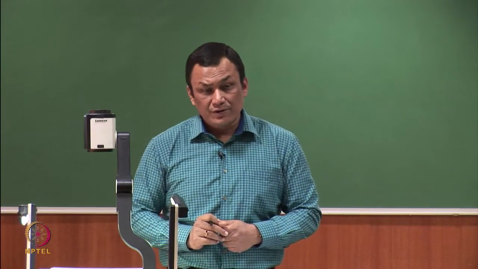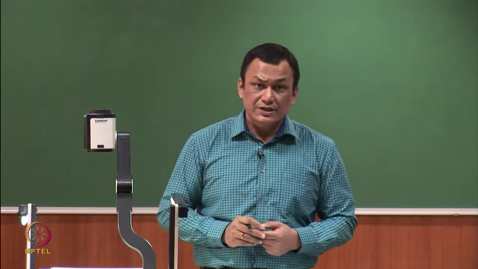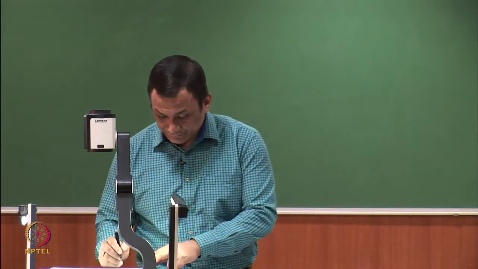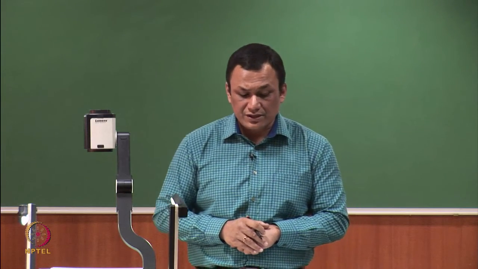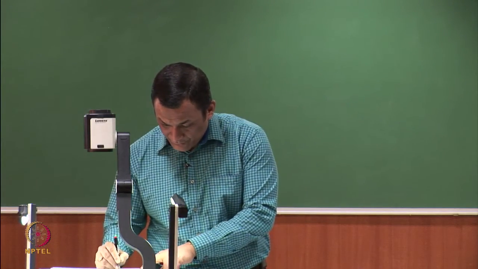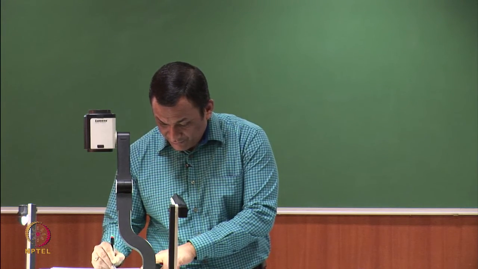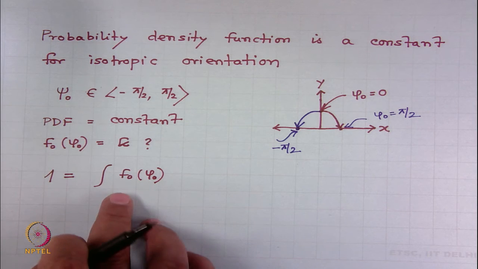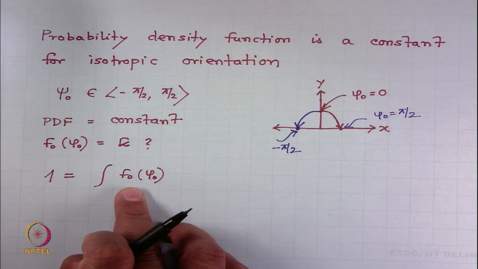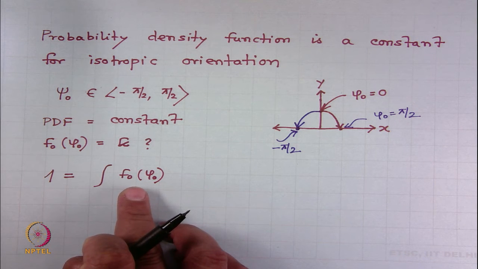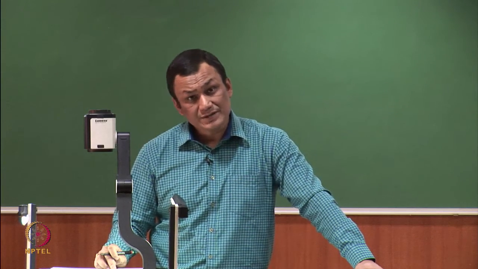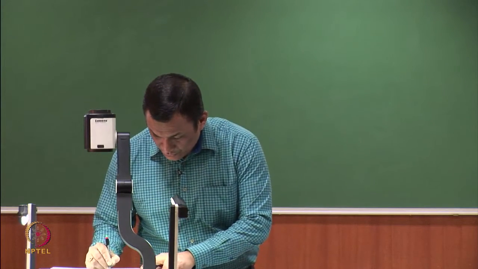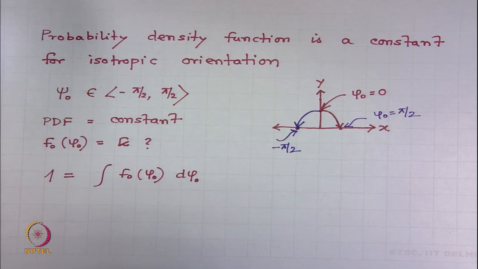For continuous random variable we use integration in place of summation. So, summation of all relative frequencies, integration of all relative frequencies. So, this is the relative frequency density, right. This indicates relative frequency density. What is relative frequency density? Relative frequency divided by class width. So, if we multiply this with class width, we get the relative frequency, that is probability. So, class width is d psi 0, right.